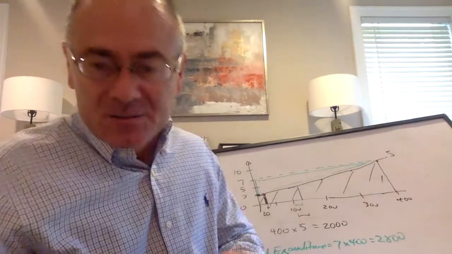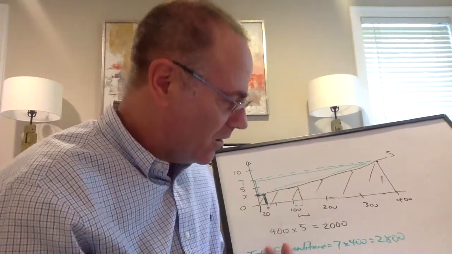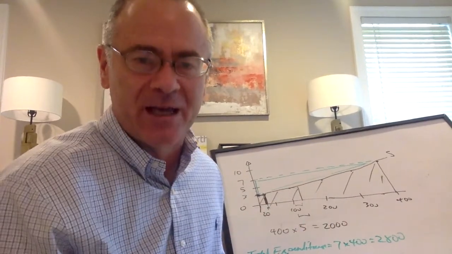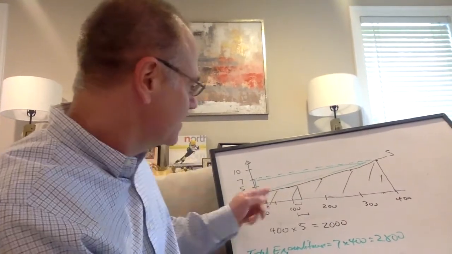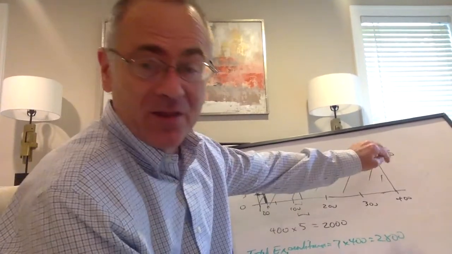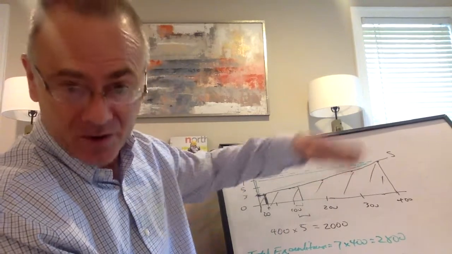Okay, this is beyond the scope of chapter 4, but I'm just giving you a little bit of foretaste of where we're going. Okay, the key is, though, I want you to see that the total expenditure was different than the total opportunity costs of those suppliers.